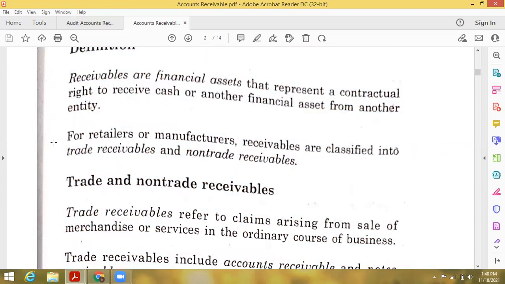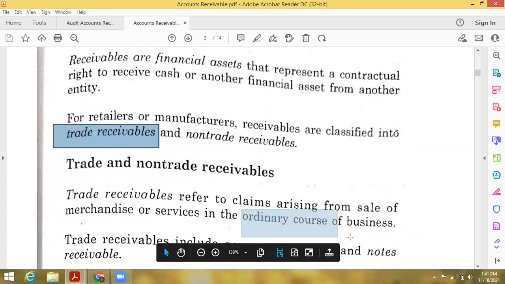Pag sinabi natin na trade receivables, ito yung receivables natin acquired or arising from sale of merchandise. Pag nagbenta tayo ng product and services natin na in-offer, then inutang sa atin yun. Pagkabenta natin, ay, sir, pwede po ba wala kasi akong cash? So, utangin ko muna. So, that's classified as trade receivable. Basta, ang pinaka-root word natin na gagamitin, ordinary course of business.